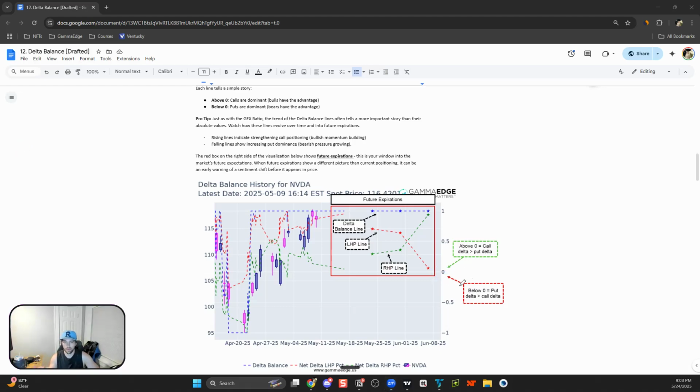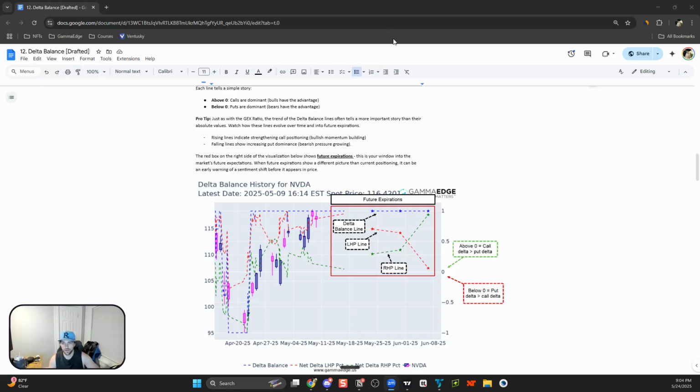Below 0, that means that puts are in control. And then, just like the GEX ratio, the trend of the delta balance sign is very important. Again, here is historical information. Here is the future expectations. So again, are those lines trending higher, or are they trending lower, or are they staying stagnant or the same?